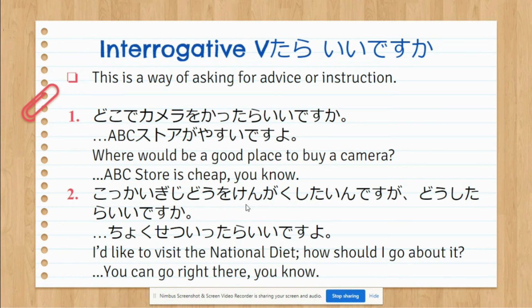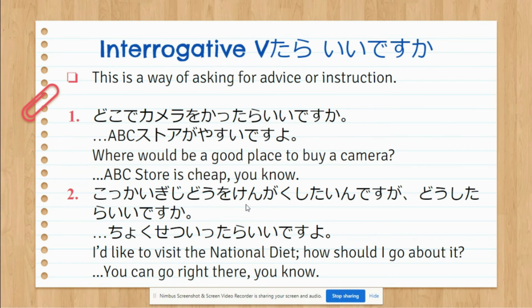So for this example, you're asking how you should go about visiting and studying the National Diet Building, the Kokkai Gijido. You can just go right there. Chokusetsu means directly. You don't have to make a reservation. You don't have to register online. All you have to do is just go there and be mindful of the time when you will go.